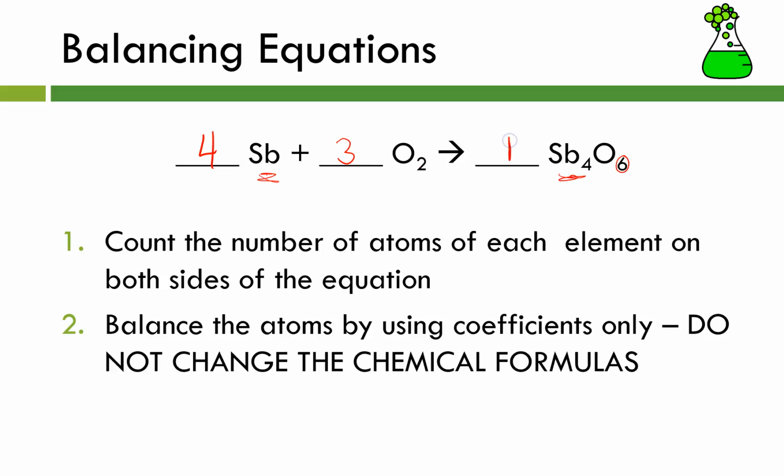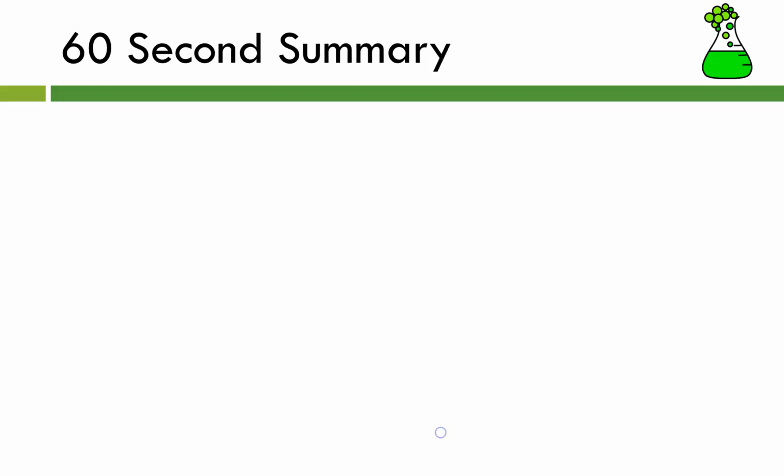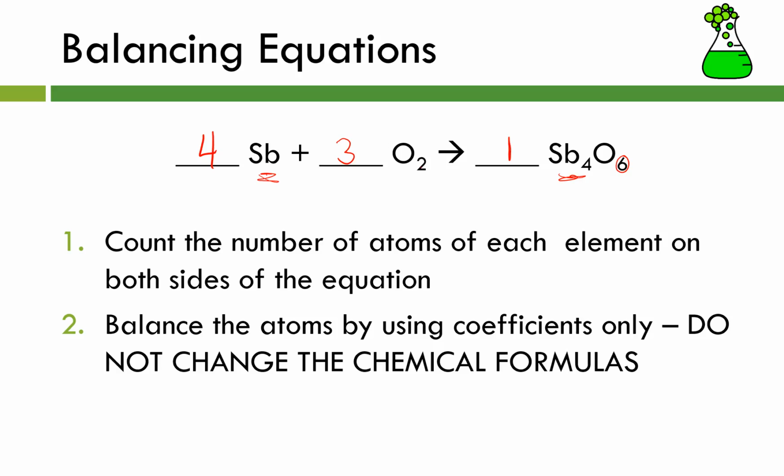You don't have to write a coefficient of 1, but a lot of times I do, just to remind myself that I've already done this problem and I balanced the equation. And they have 4 antimony plus 3 O2 molecules will yield Sb4O6. Now, let's not do that just yet. So let's go ahead and look at some practice problems.